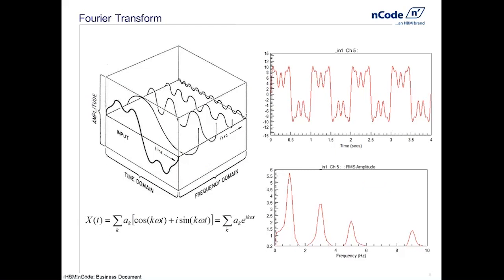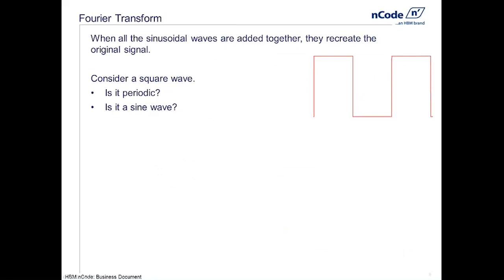What is the frequency of each sine term? And what is the phase? So if we know frequency, phase, and amplitude of the constituent pieces in the frequency domain, we can build up the time domain. Just to look at that graphically, here's another example.